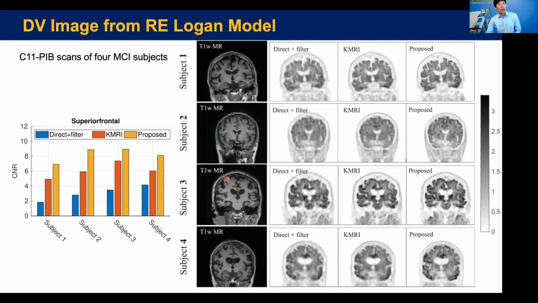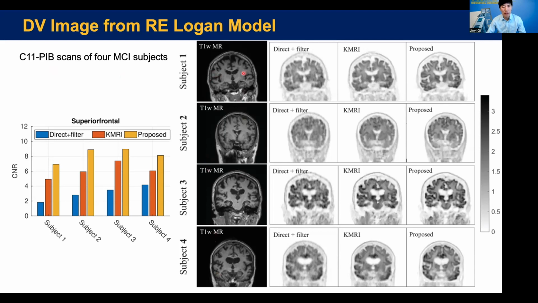Also, I have shown a lot of the Patlak model. Here I just show a different linear model, the relative equilibrium Logan model. Kwong applied this method to carbon-11 Pittsburgh compound B, or PiB, scans of MCI subjects. There are four subjects, so four rows.